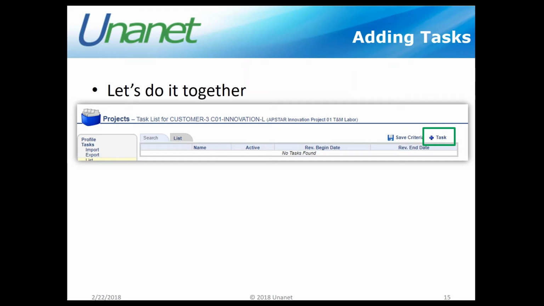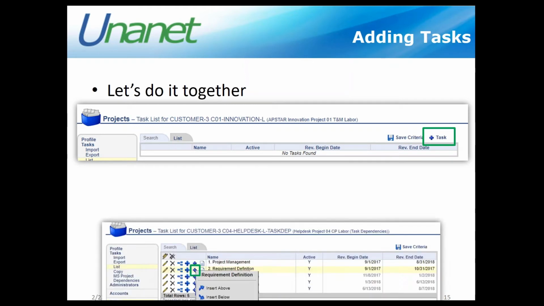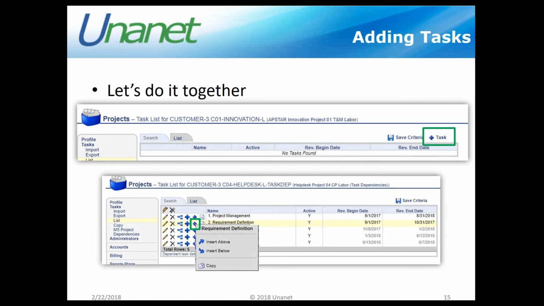And anywhere we see the plus sign in Unanet, it's a pretty good indicator that that's where we're going to be able to add some information. Another example is that if you already have a task in the database, you now will see that individual task icon go away, and you'll now see it show up as one of the columns in your list here. So that plus sign now, if you were to click on that, it's nice. You can take your task and you can add it above or below, or you could copy that particular task.